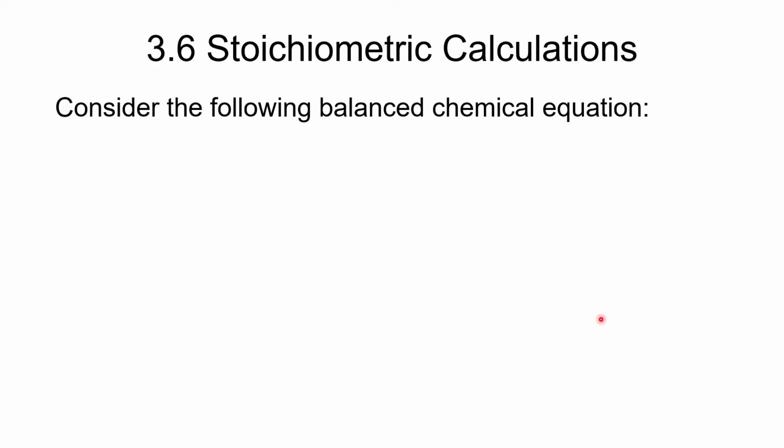All right, in chapter 3, section 6, we'll be looking at stoichiometry. And when people talk about the hard part of chemistry, a lot of them are talking about stoichiometry. And I will say that it's not that hard. It just takes a little bit of being systematic as you're going through and doing the problems. So first thing we want to do is we want to look at a balanced chemical equation.